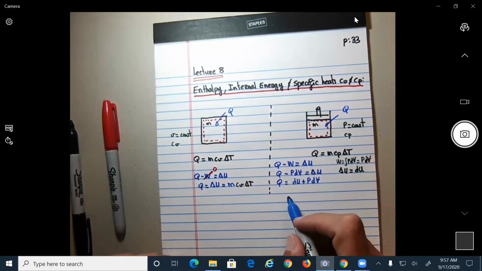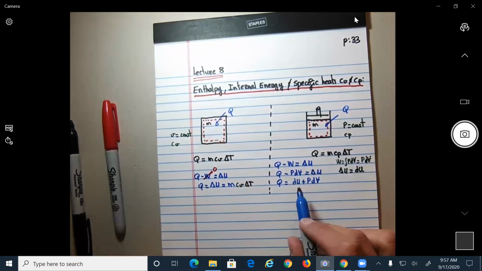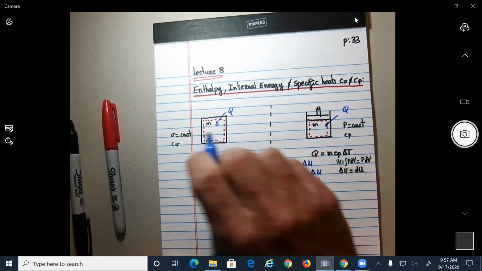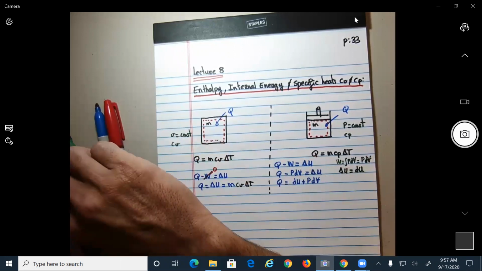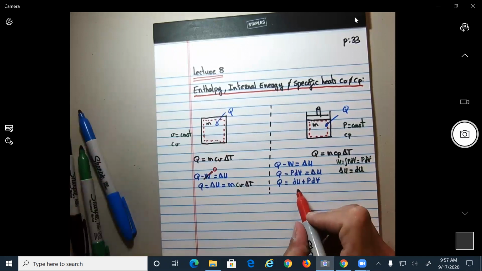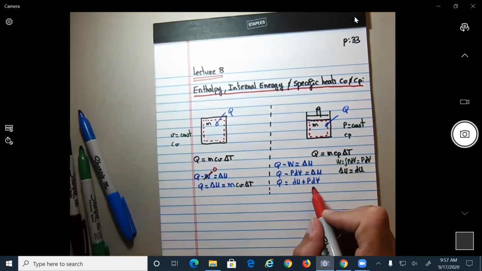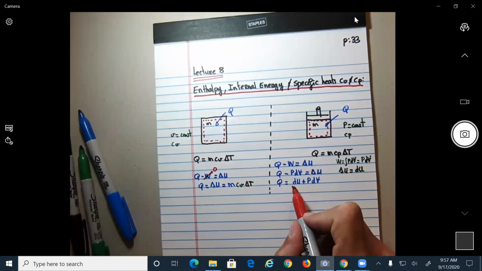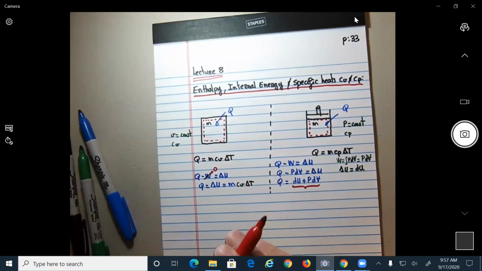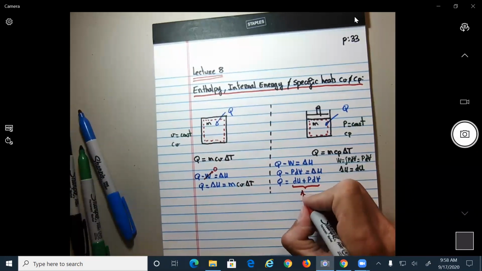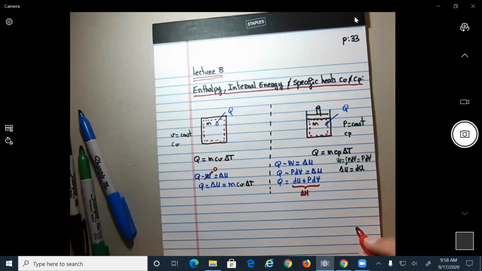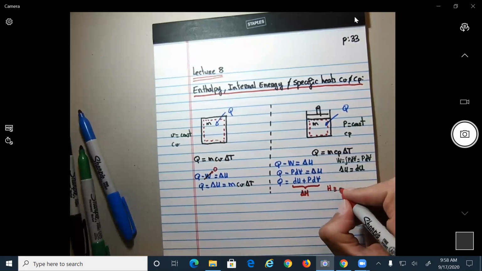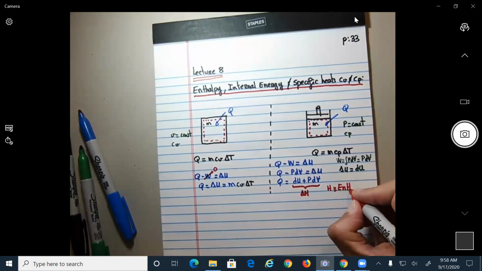Okay, I'm going to do one step now and then I will do the derivation. So now, this term over here, internal energy, dU is internal energy, PdV is work done by the pressure. This term over here is what is known as delta H, which is the change in enthalpy. So H here is enthalpy, okay?